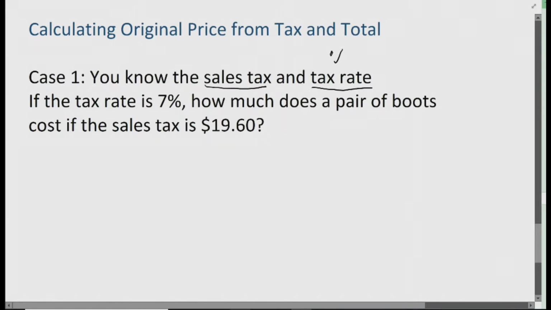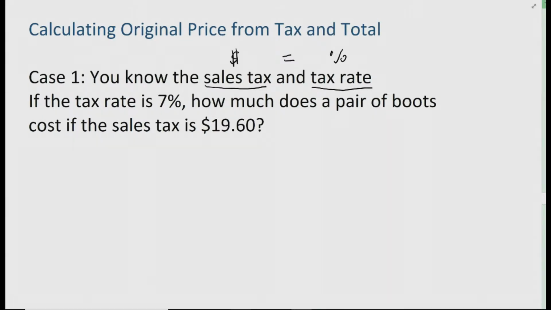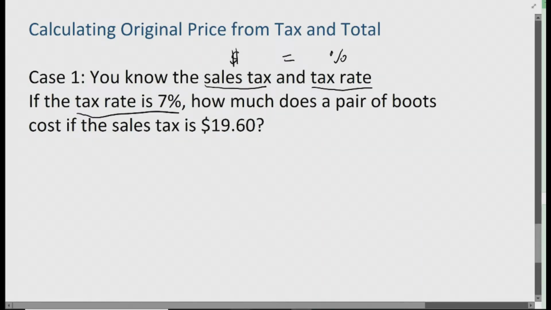The tax rate is a percentage of whatever you purchased, whereas sales tax is a dollar amount. The sales tax and the tax rate are equivalent to each other, which allows us to set up ratios and proportions in order to find the original cost. If we take a look at this question, the tax rate is 7% and the sales tax is $19.60. This allows us to set up a ratio. $19.60 is equivalent to 7%.